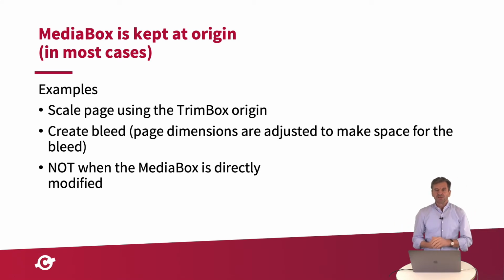And with pdfToolbox 12, this will no longer be the case. Then the trimbox will be moved when you scale the page, so that the MediaBox stays as 0, 0. Similar to create bleed, where the MediaBox had to be enlarged in order to make space for the bleed box. Up until pdfToolbox 12, the MediaBox would then go to the lower left further, so that it's beyond the 0, 0 origin. This is no longer the case in pdfToolbox 12.